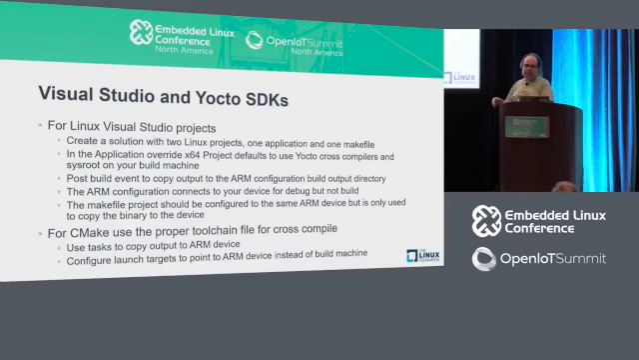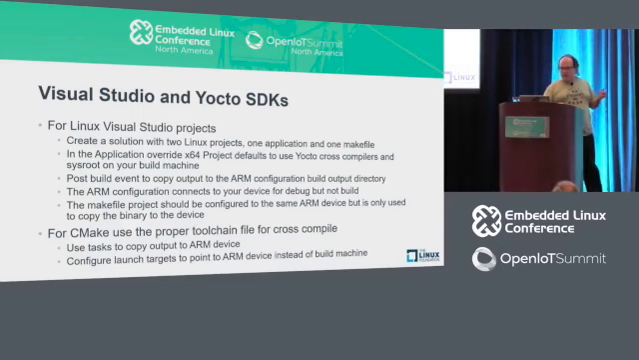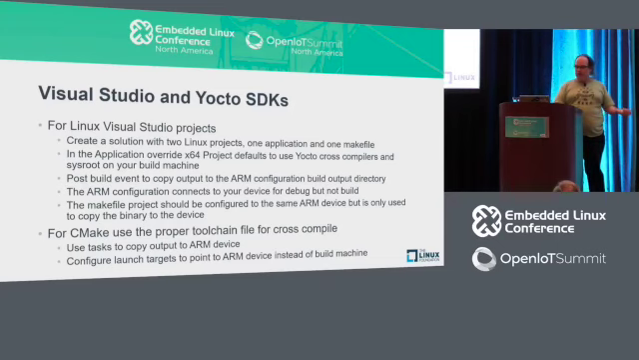projects, where one is an application and one is a makefile. The application one, I'm going to override the x64 project defaults to use a Yocto cross-compiler and a sysroot on a build machine. I've done this in Windows Subsystem for Linux before, or it could be another remote Linux machine, but Windows Subsystem will work. And then I've got a post-build event that's going to copy the output of that x64 project to the ARM configuration of that same build project. And then the makefile project is going to grab that output and copy it to a remote ARM device.